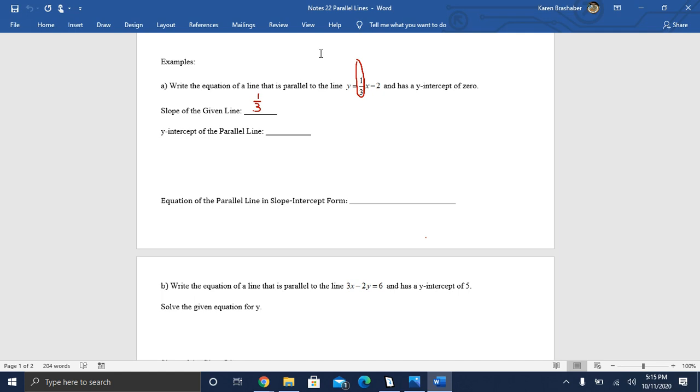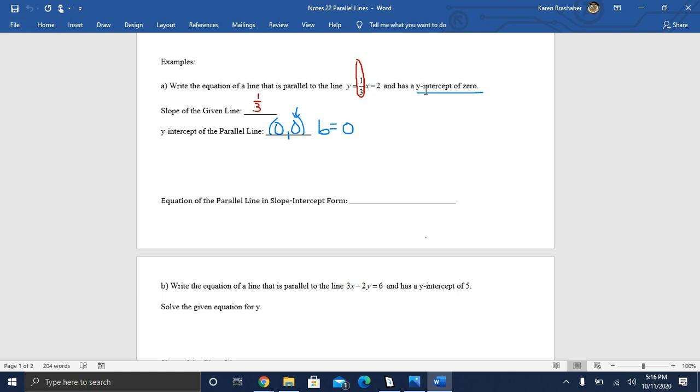And then the y-intercept of the parallel line. Now notice that this is not asking us for the y-intercept of our given line. This is asking for the y-intercept of our new line, our parallel line. And this one says that we have a y-intercept of 0. So that's going to be 0, 0. Remember that our b is this part of the y-intercept. So our b is going to equal 0.